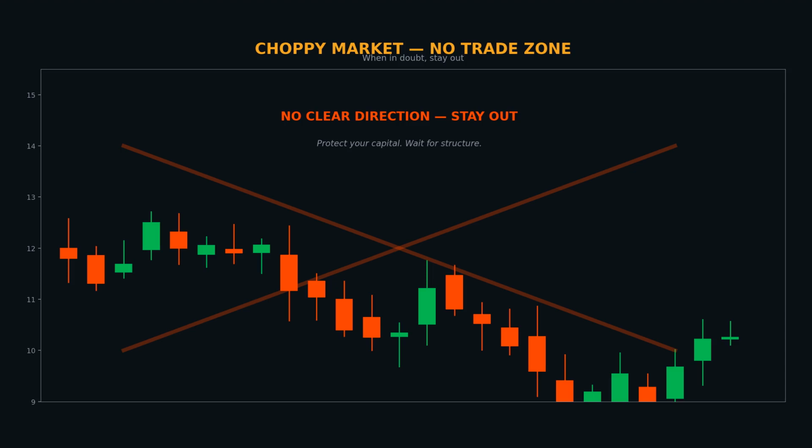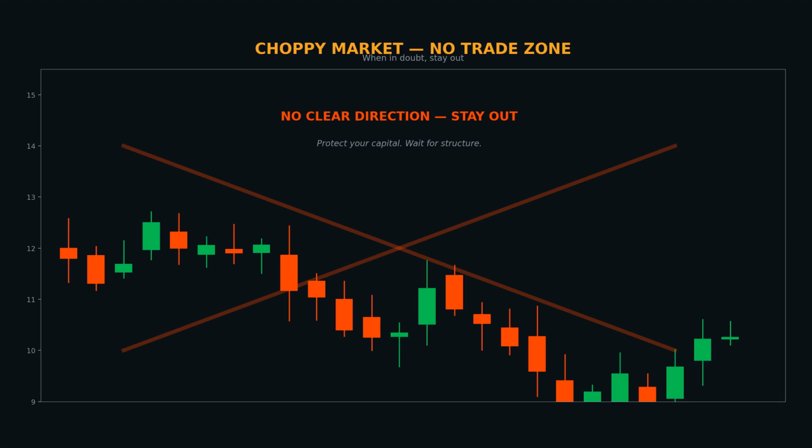Now the third state, choppy markets. And honestly, this might be the most important section of this entire lesson, because the best trade you'll ever make might be the one you don't take. Choppy price action is when the chart looks like a mess. Price is moving up and down with no clear direction, no clean structure, no obvious trend, and no well-defined range. It's random. It's noisy. It's the market saying, I don't know where I'm going, and neither should you.